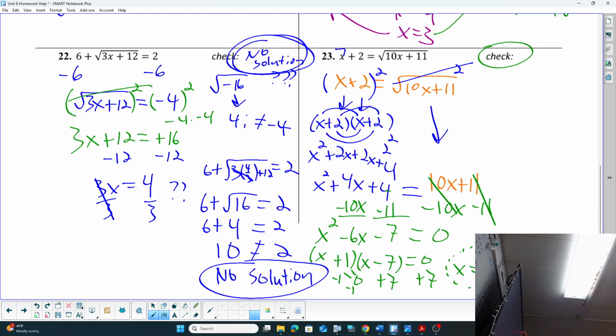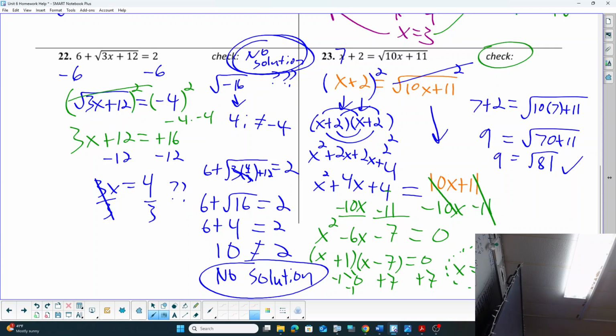Okay, so for x, we're going to plug a 7 in. So 7 plus 2 is equal to 10 times 7 plus 11. 7 plus 2 is 9. That's going to be 70 plus 11, which is 81. Yeah, and the square root of 81 is 9. It works. So the 7 definitely works. What about the negative 1?